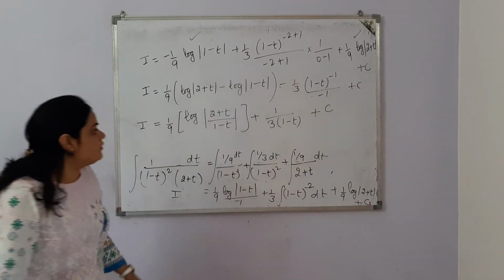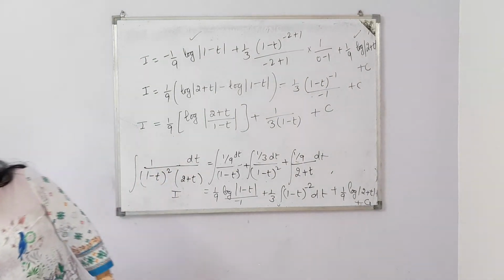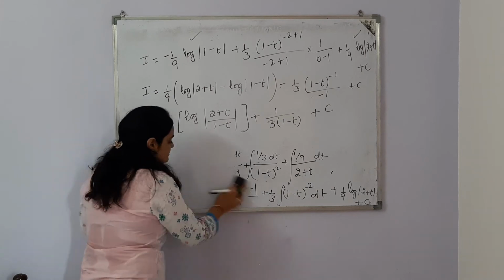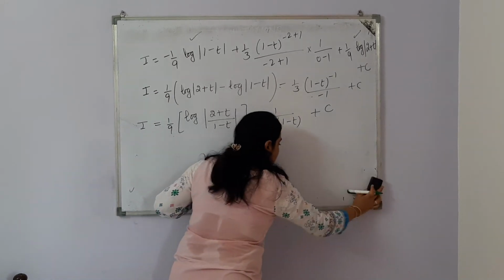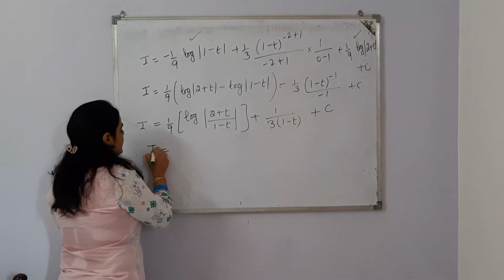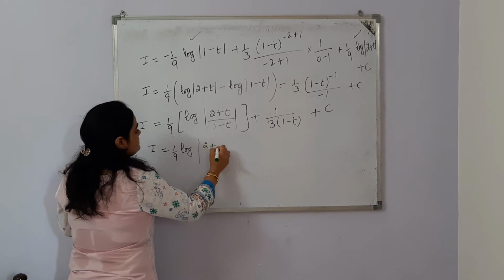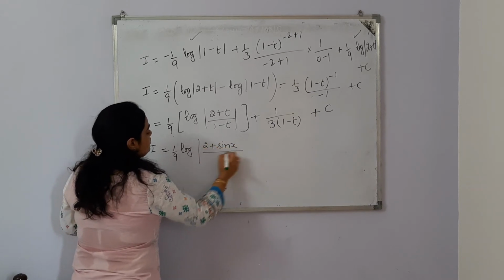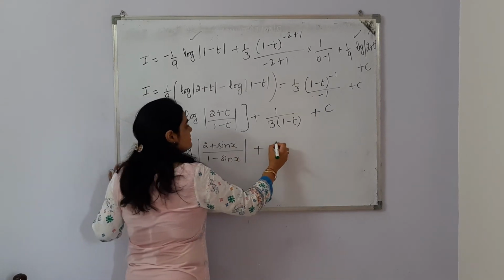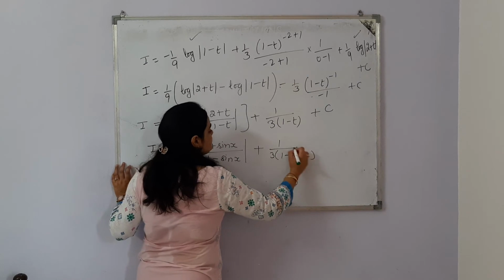Now we have the answer in variable t, and we need to change it into x because the given variable is x. So what is the value of t? We substituted t is equal to sin x, or sin x is equal to t, so we'll change t into sin x. I is equal to 1 by 9 log of 2 plus sin x whole upon 1 minus sin x, plus 1 upon 3 into 1 minus sin x, plus c.